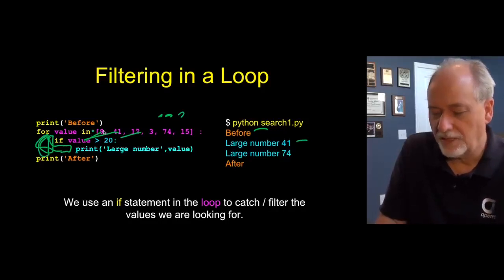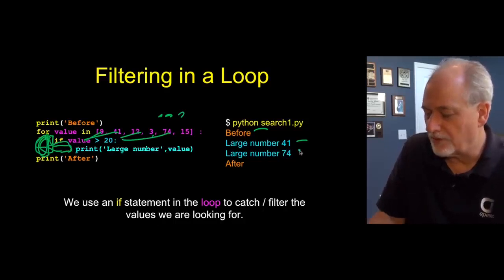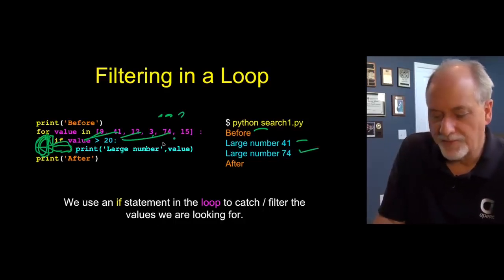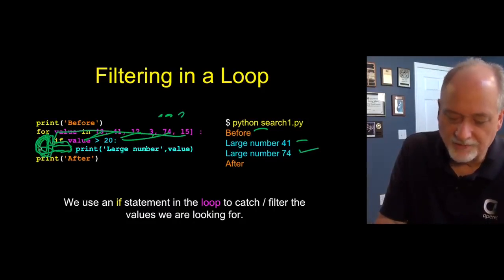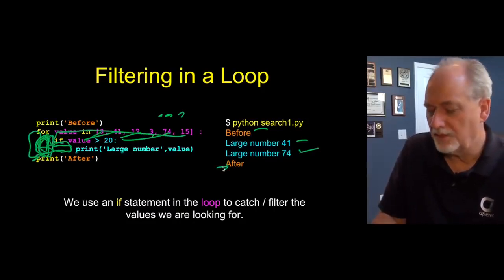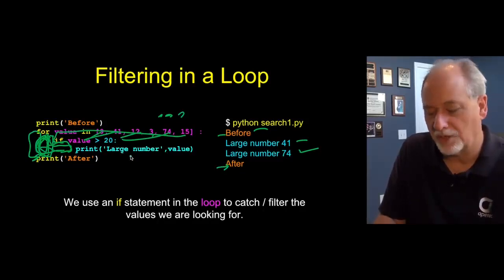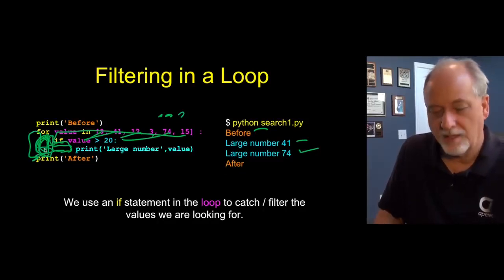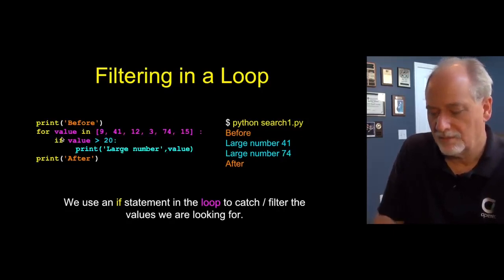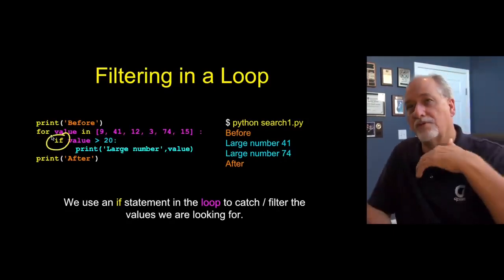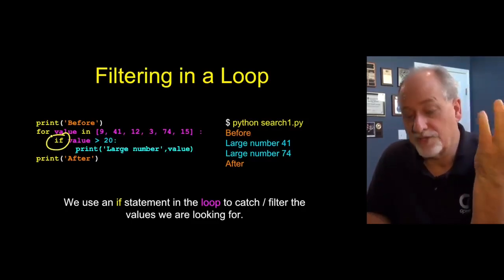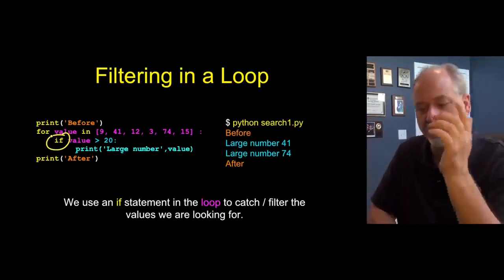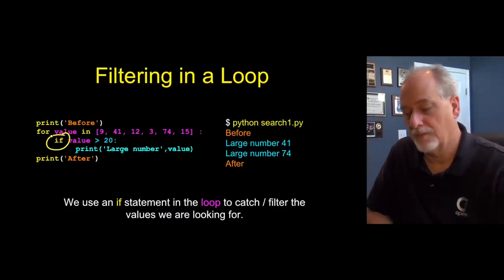It goes back up, 3, false. It goes back up, 74, true, so it runs this, so out comes that little print statement. It goes back up, and then 15 is the last one, and that's false. It goes back up, and the 4 says, we're done, and then we do afterwards. And so this is just the notion of having an if statement inside of a for loop, where we're sort of picking or choosing or selecting or looking for something in a large set of things that we're looping through.